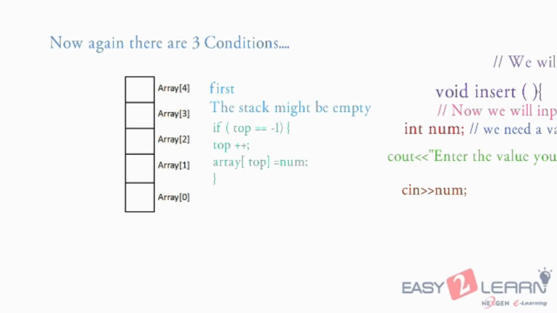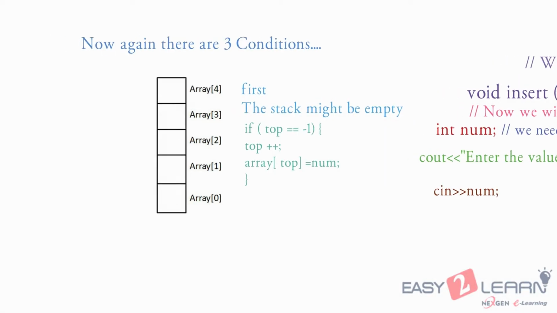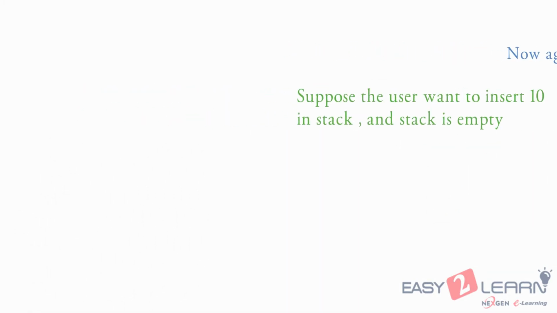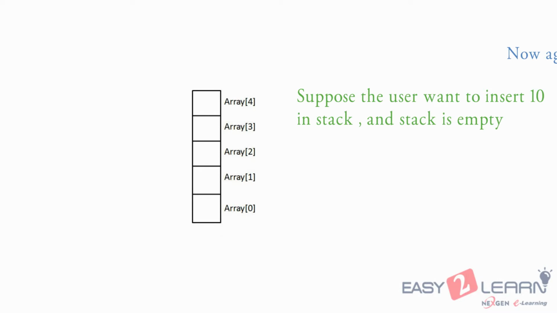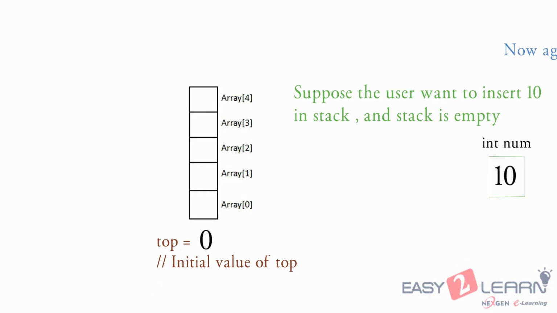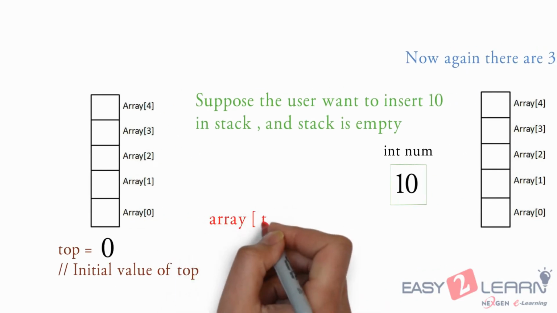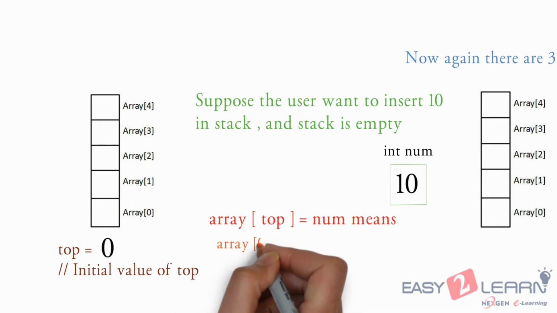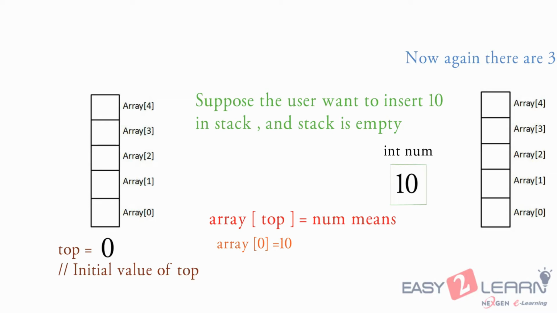So top is incremented here and the value is assigned to top. Suppose the user wants to insert 10 in stack and the stack is empty. Top is equal to -1 and we initialize value of top as I mentioned just now. So I want to insert a value of 10 into index 0. So that's why we check if it is an empty, true, then it will go into the body of the if condition.